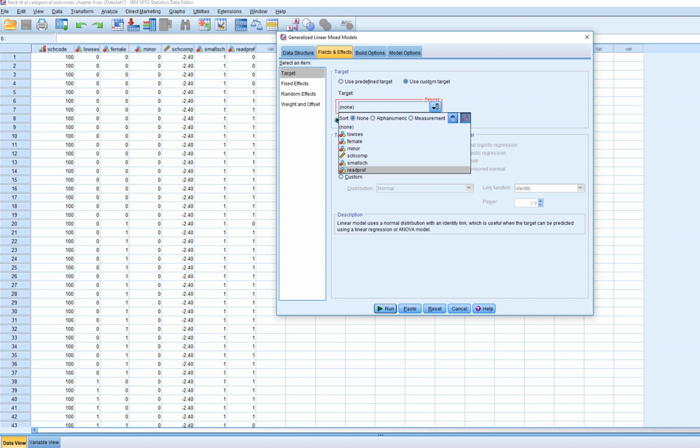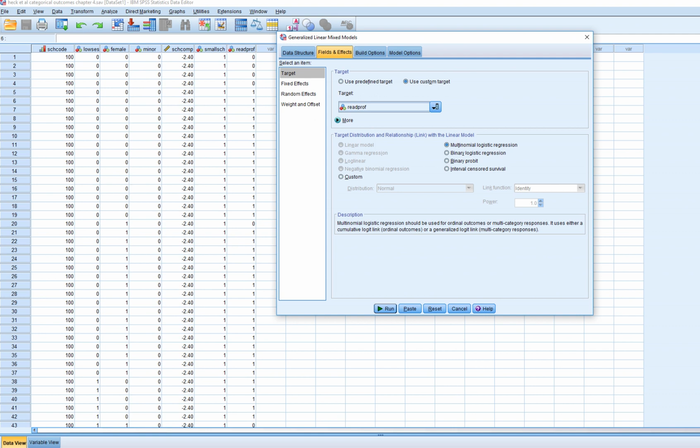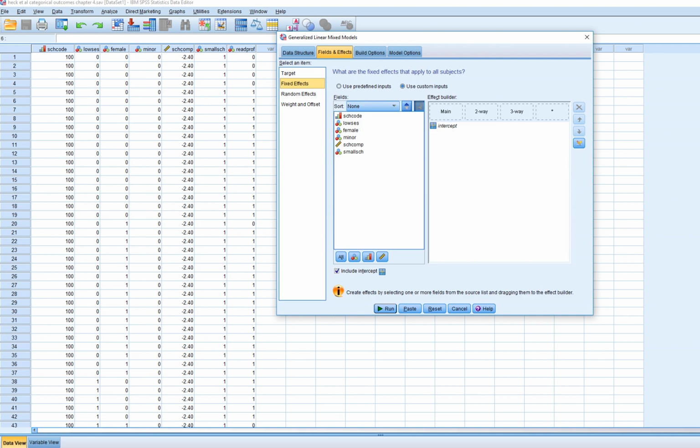So I'm going to click on reading proficiency here, and by virtue of the program's recognition of the scale of measurement, that impacts which target distribution and link functions are given as options. So in this case, you can see that binary logistic regression highlights as well as a couple of other options. So we're going to click on that and then go to Fixed Effects.